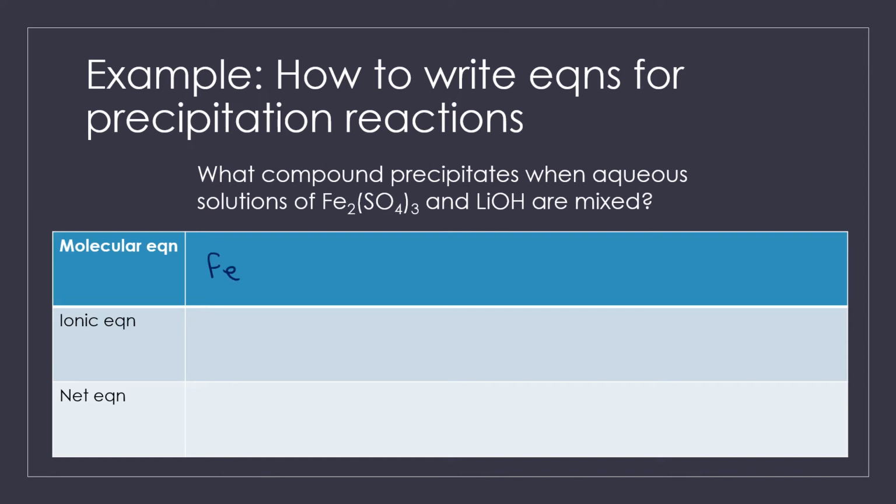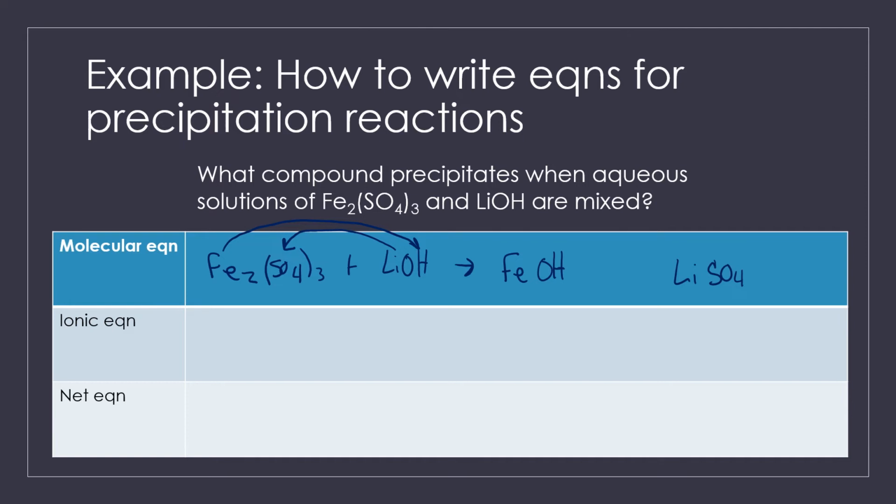Let's start with what we're given though. So we have iron 3 sulfate and lithium hydroxide, and we need to figure out what they form. And remember that I like to do outer with outer, inner with inner. So our new products are going to be iron and hydroxide and lithium and sulfate. But it's not that simple. You can't just be like, oh, that's awesome, I'm done, right? You have to figure out what their charges are.